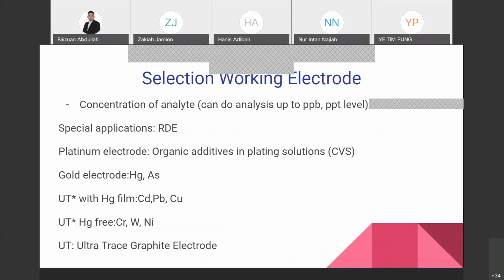For the selection of working electrode, there are 2 configurations. The first is the configuration of the analyte. For the special application of RDE, the platinum electrode is suitable for organic additives in platinum solution. The gold electrode is for mercury and arsenic. So for ultra trace, the graphite electrode can be used for traces such as cadmium, lead, copper and others. Next.